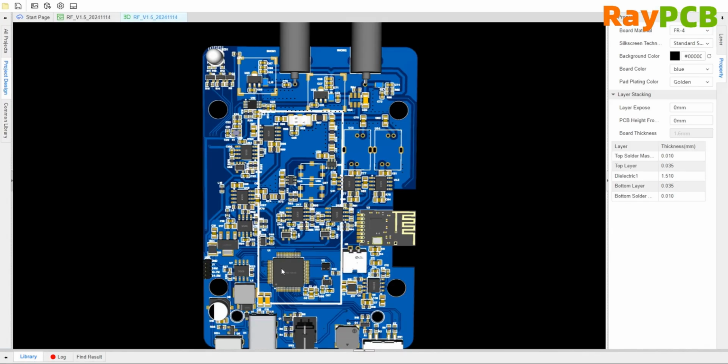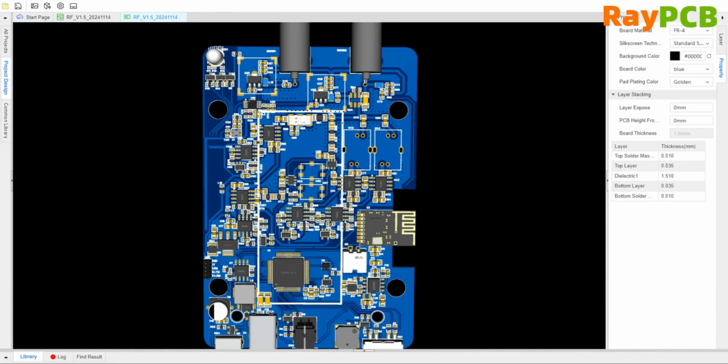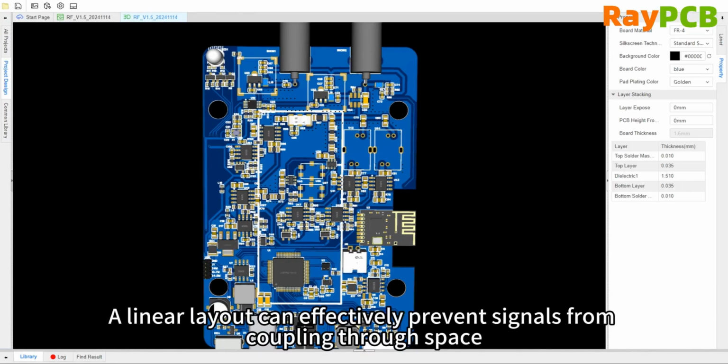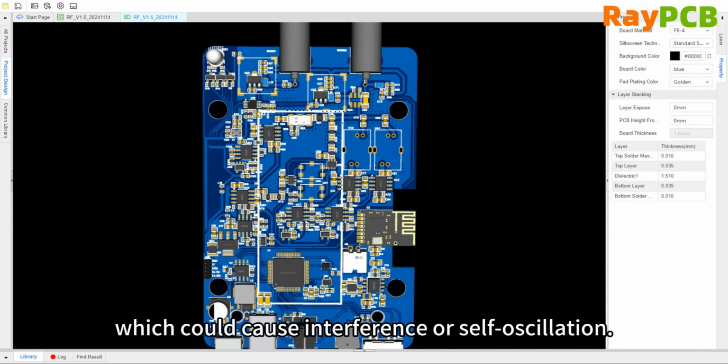This effectively isolates the digital and analog signals, and the flow of digital signals follows the direction of the analog signals. It's unidirectional, flowing sequentially from top to bottom, and ultimately delivered to the MCU. This is to prevent signal backflow. A linear layout can effectively stop signals from coupling through space and feeding back into the weak input signals, which could otherwise cause interference or unwanted stimulation.